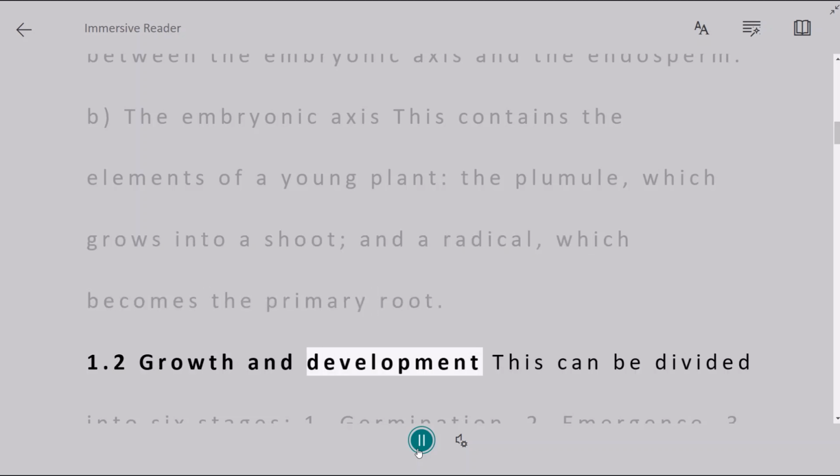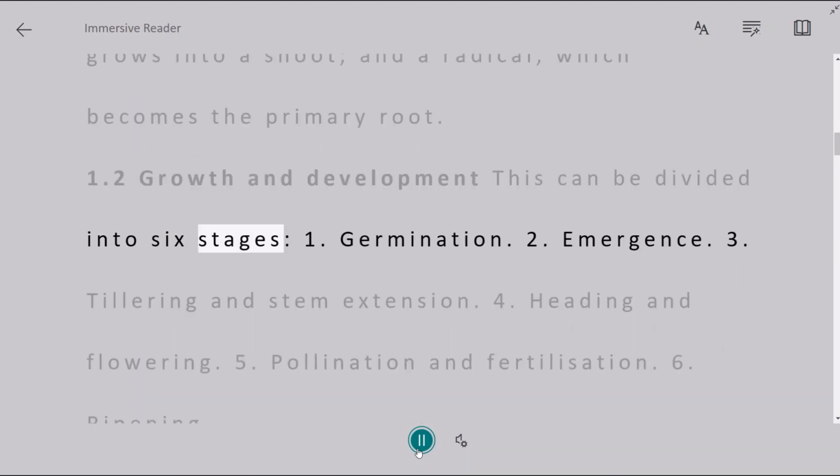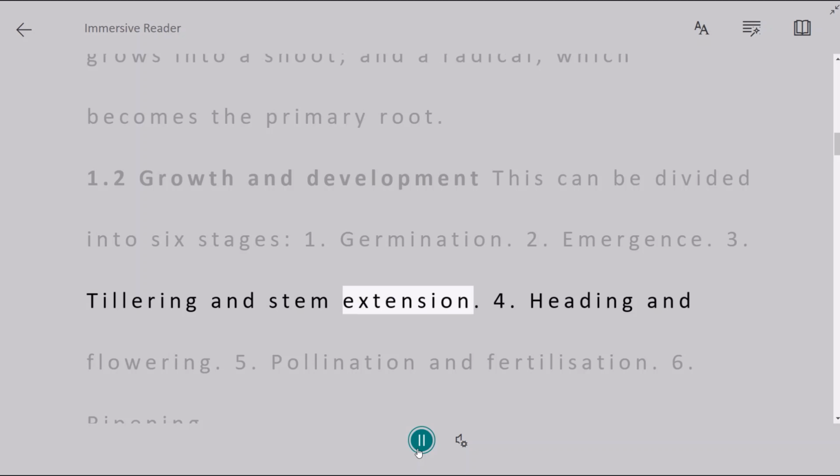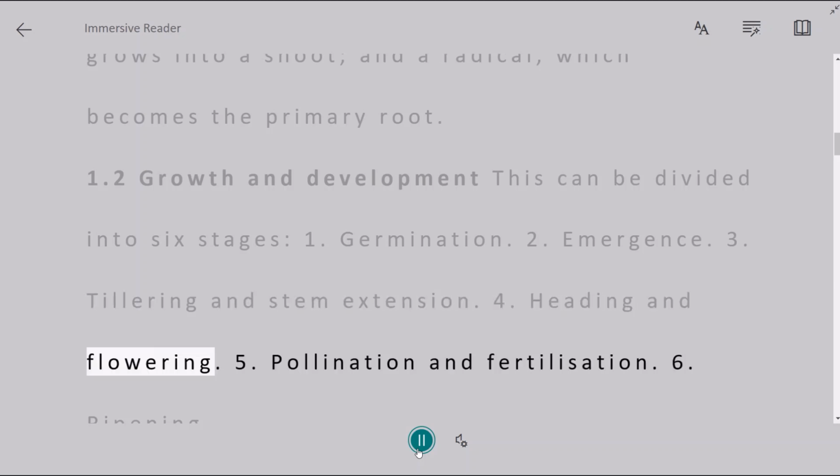1.2 Growth and development. This can be divided into 6 stages. 1. Germination. 2. Emergence. 3. Tillering and stem extension. 4. Heading and flowering. 5. Pollination and fertilization. 6. Ripening.